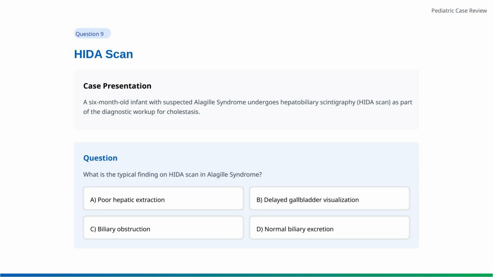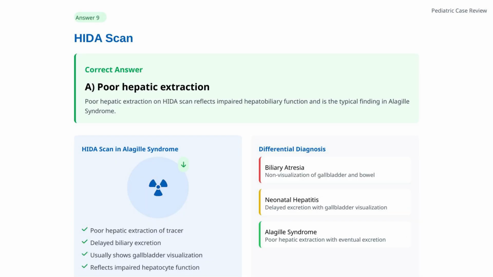Consider the pattern of hepatobiliary function in Alagille syndrome and how it differs from other causes of neonatal cholestasis, particularly biliary atresia. The correct answer is A, poor hepatic extraction. Poor hepatic extraction on HITA scan reflects impaired hepatobiliary function and is the typical finding in Alagille syndrome. This pattern differs from biliary atresia, which shows non-visualization of the gallbladder and bowel, requiring urgent surgical intervention.